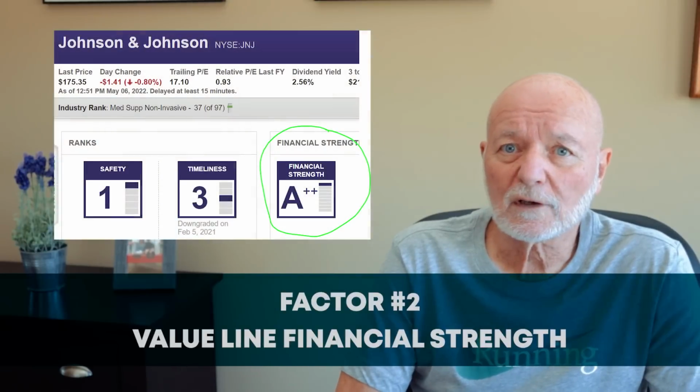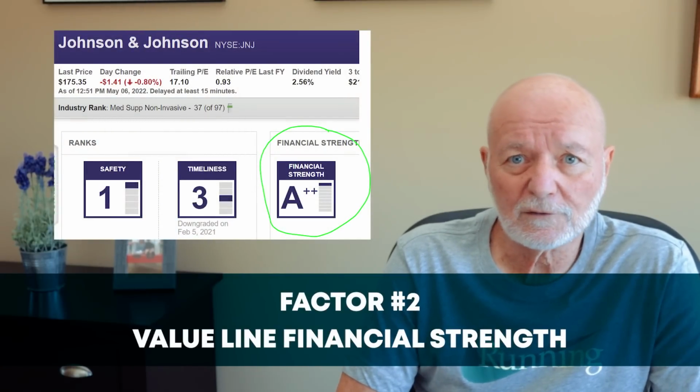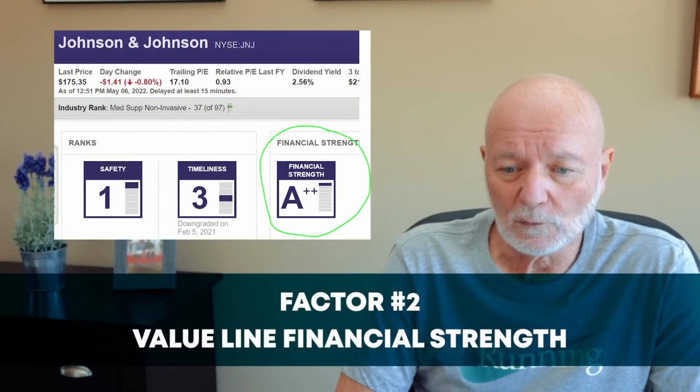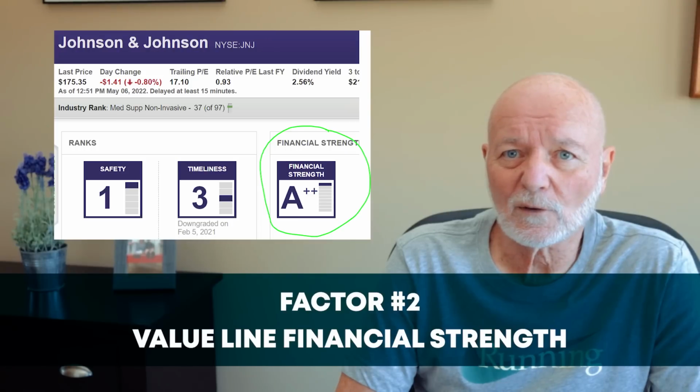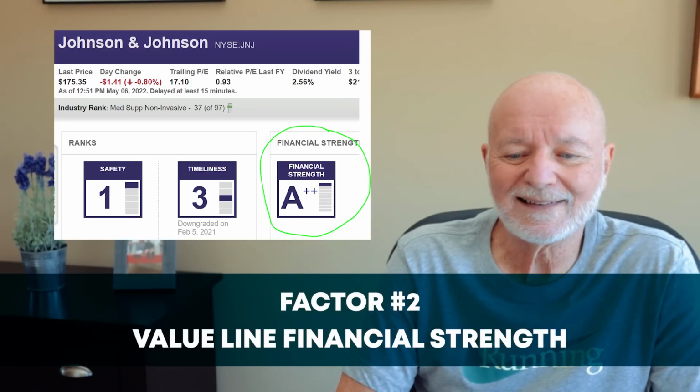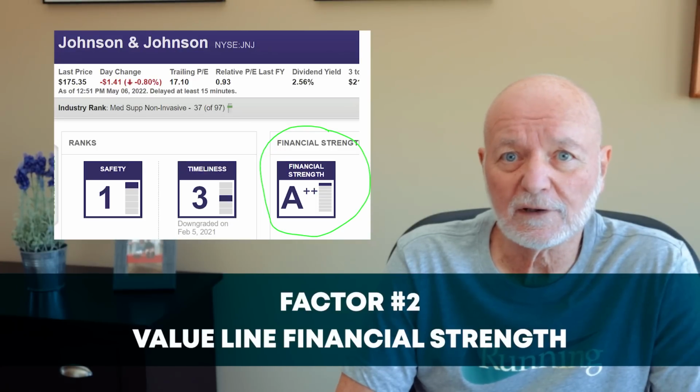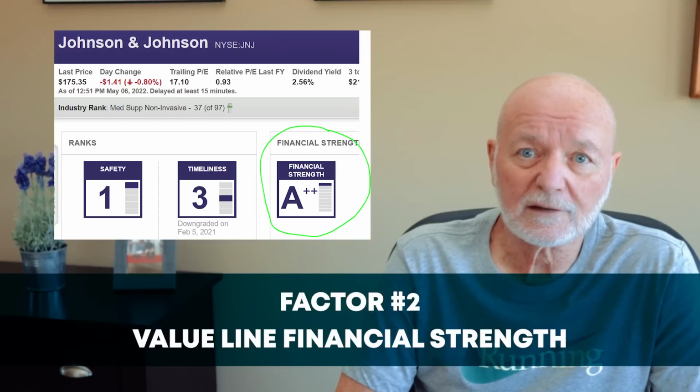For my second scoring factor on company quality, I use another data point from Value Line, which they call their financial strength grade. Here is basically the same screenshot as the first one, but I've widened it out to show you that financial strength grade also appears at the top of Value Line's pages for analyzing companies.